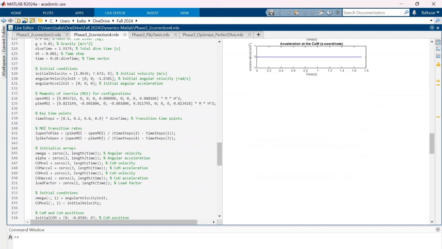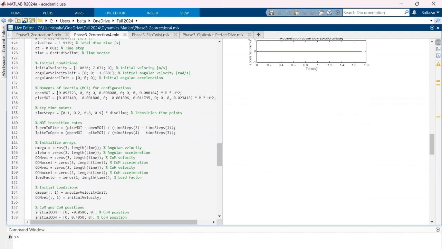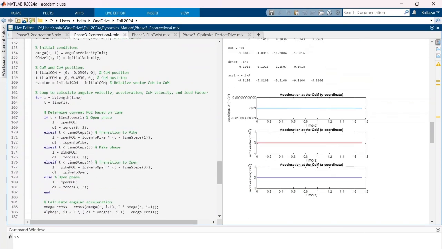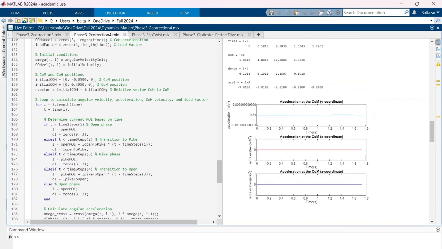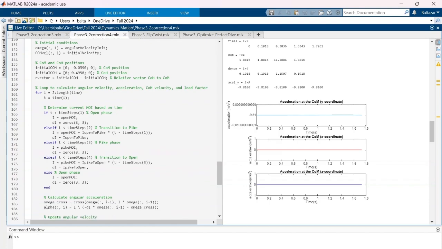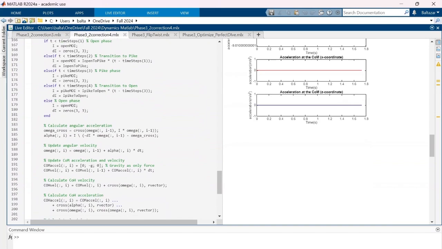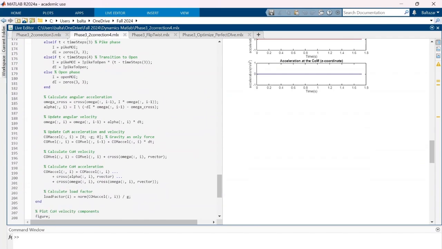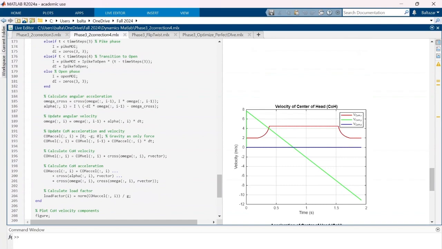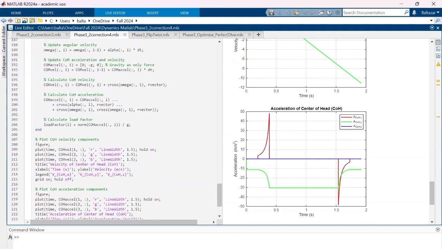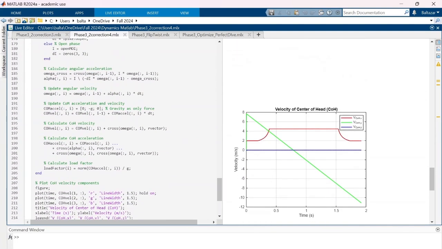We list more parameters to solve with the center of head, and this loop will help calculate the center of head by using the 2-point formula, where we're solving for angular acceleration and updating the angular velocity as well. And this will also help calculate the load factor. And after this is done, these were the graphs that were produced.